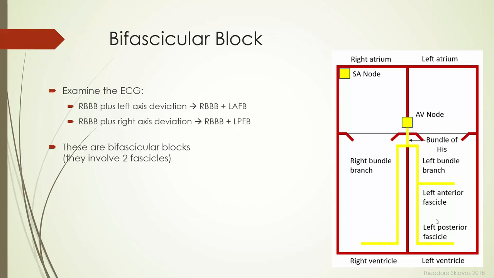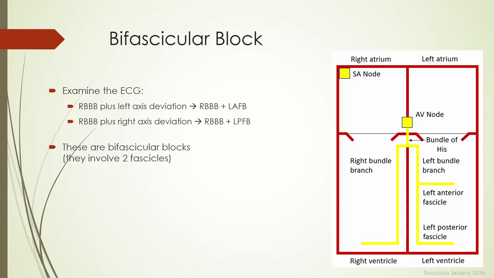Now that you've got the basics down, we're going to take things one step further and talk about combinations of these issues. So we're going to start by talking about bifascicular blocks. Think back to the slide on right bundle branch blocks. I mentioned on that slide that there should be a normal axis. If it's just a right bundle branch block, the axis will be normal.